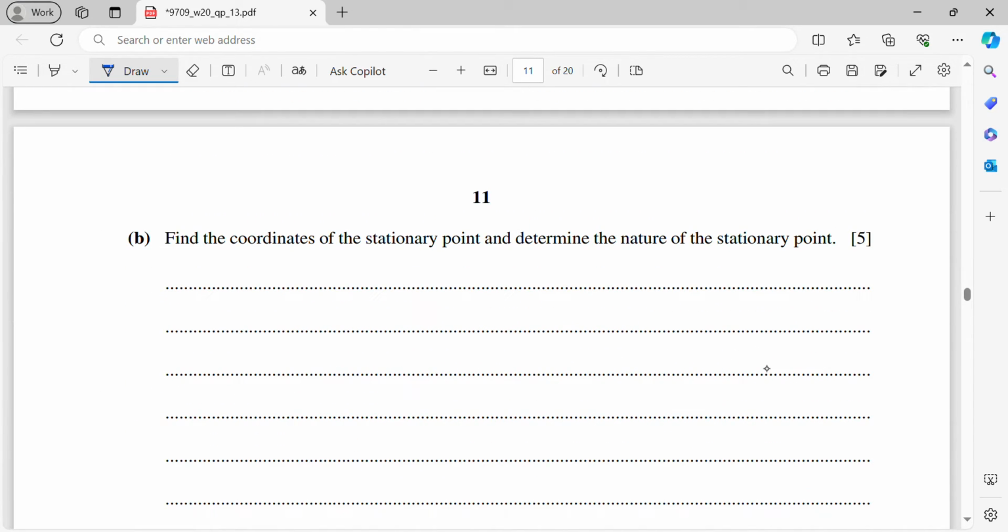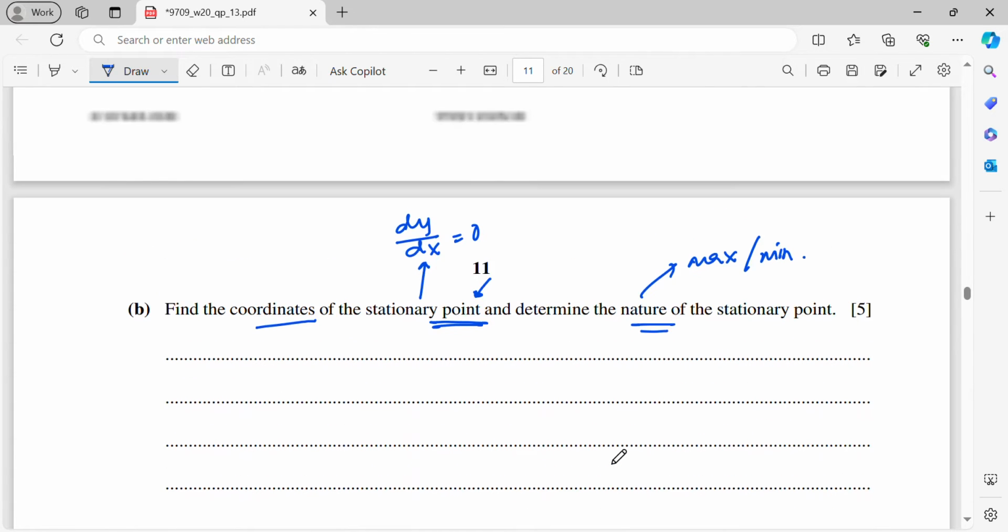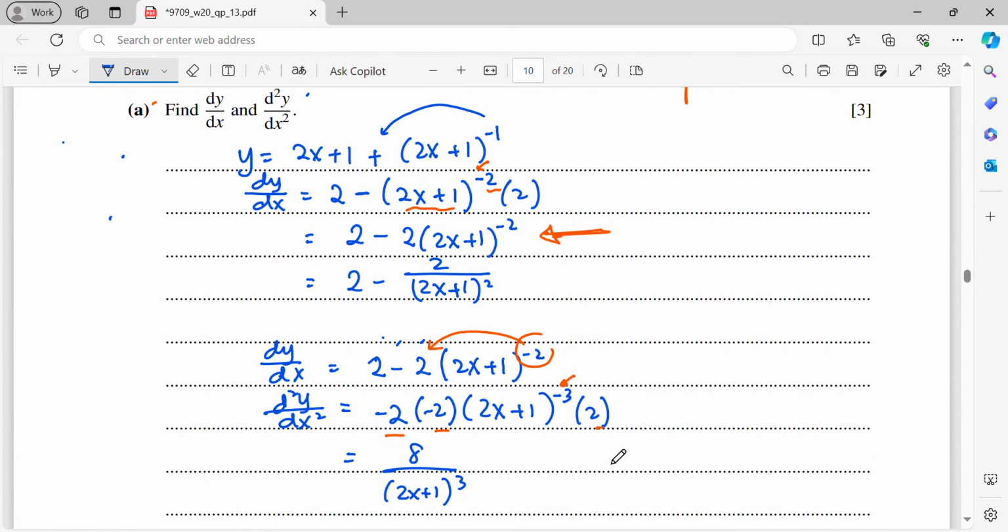Okay, part B: find the coordinates of the stationary point, which means only one point, and determine the nature of this stationary point. Nature means maximum or minimum. Stationary points means dy over dx equals 0. Since we have found the dy dx just now, this is our dy dx, I will just let this be 0.